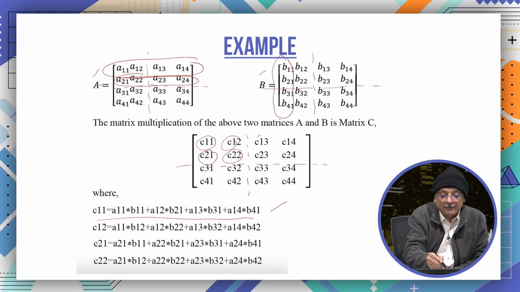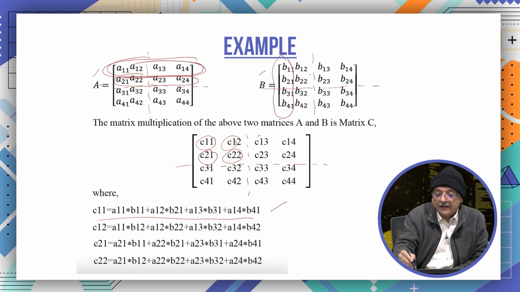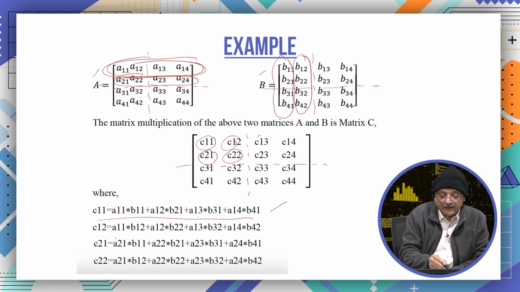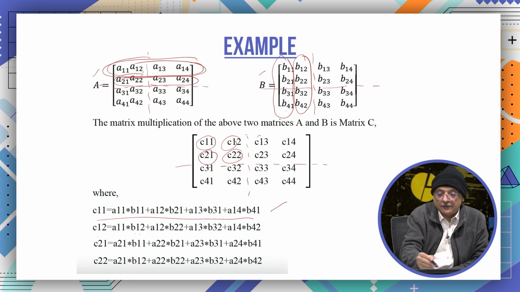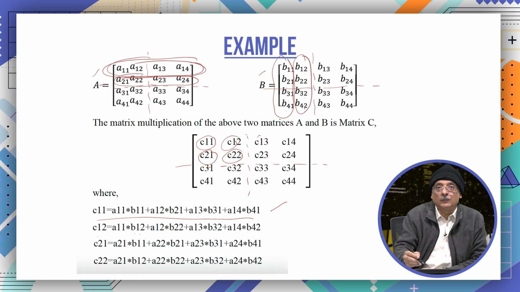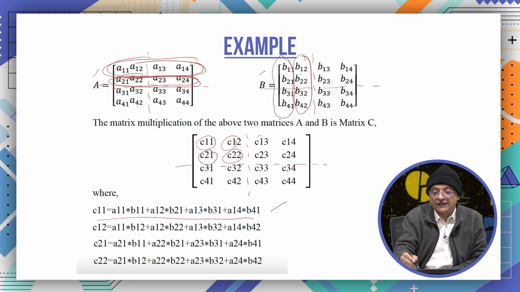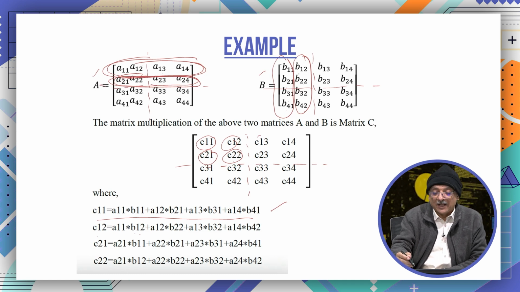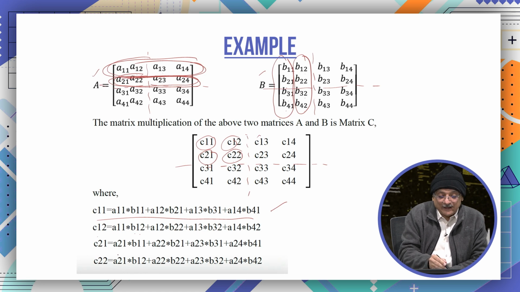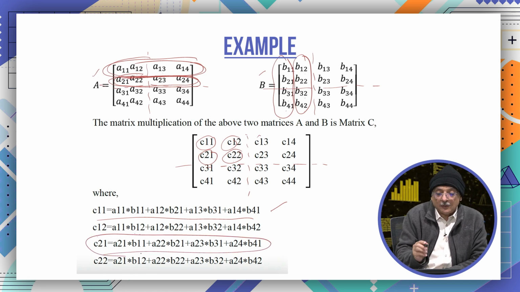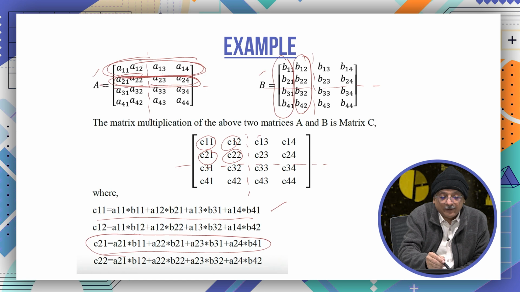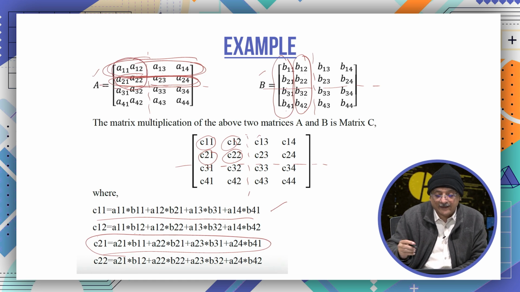C12 is going to be this row and the second column. So, we will be getting A11 into B12, A12 with B22, A13 with B32 and A14 with B42. Okay. And so is the case with C21 and C22, except the second row will come into the picture and these 2 columns are going to come into the picture. Right. So, that is how you will be multiplying these 2 matrices. Look into one particular property. What we have done is that we have divided the matrix.